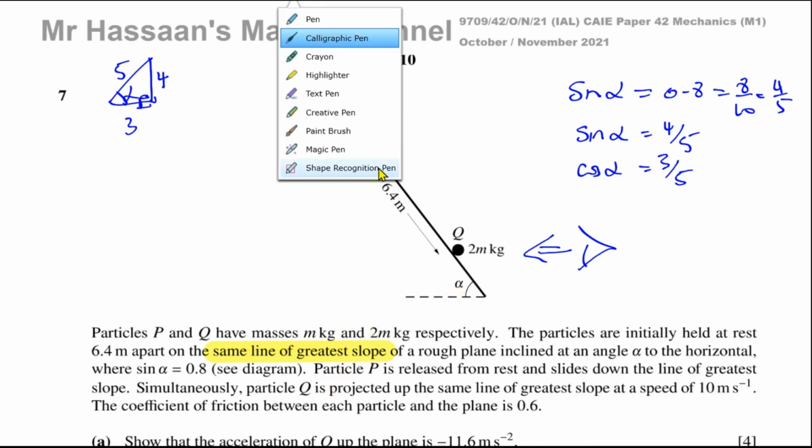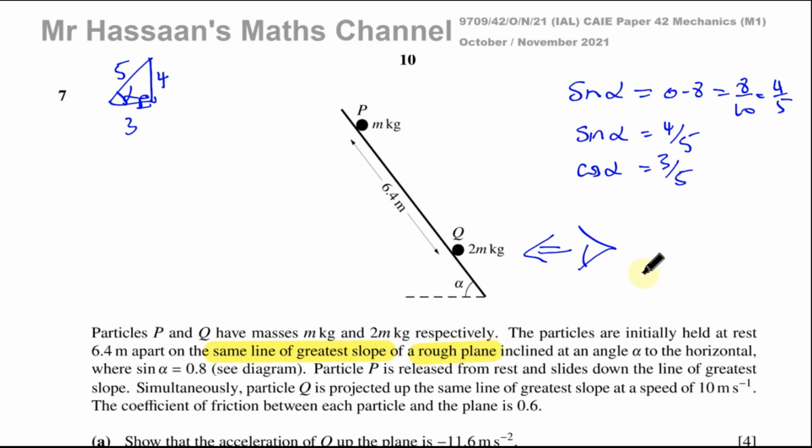Of a rough plane. So we have a rough plane, which means we have friction. Particle P is released from rest and slides down the line of greatest slope, as we mentioned before. Simultaneously means that at the same time that P is released, particle Q is projected up the same line of greatest slope at a speed of 10 meters per second. So they're heading right towards each other. This has been released with a speed of 10 meters per second up the slope, and this has been released with a speed of 0 meters per second down the slope.